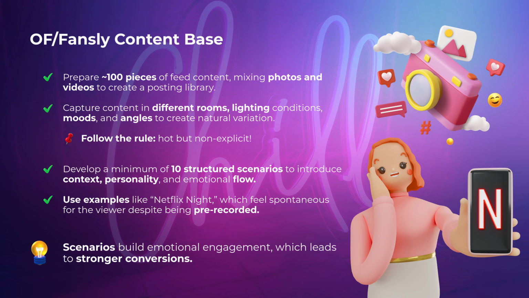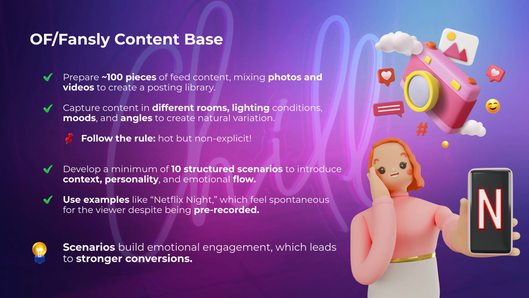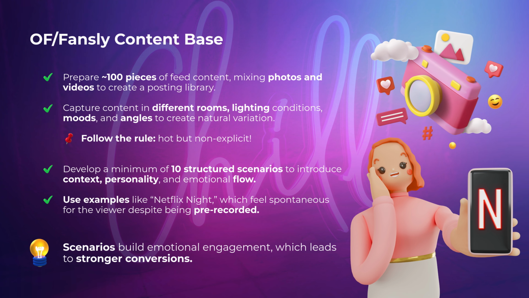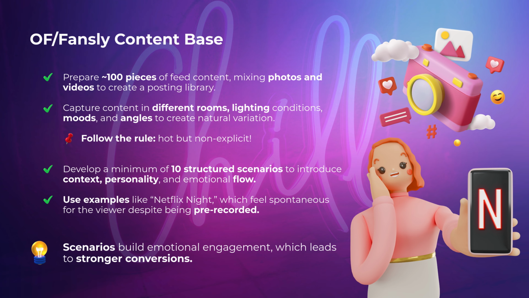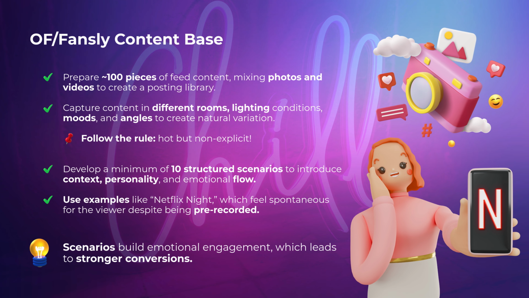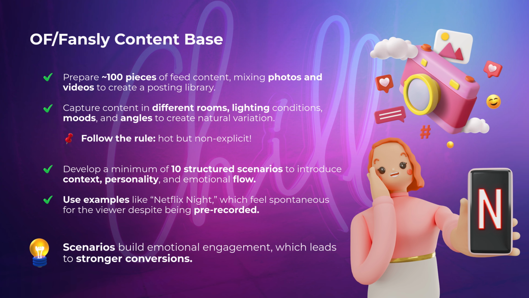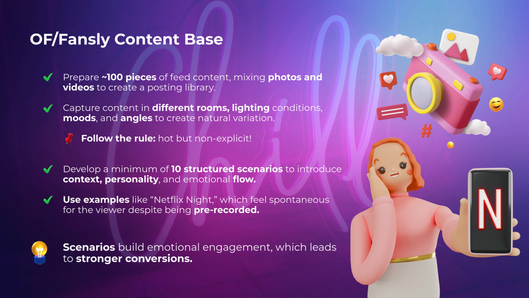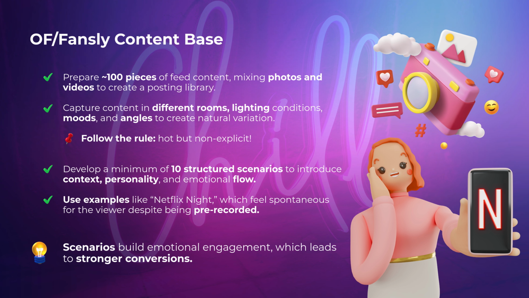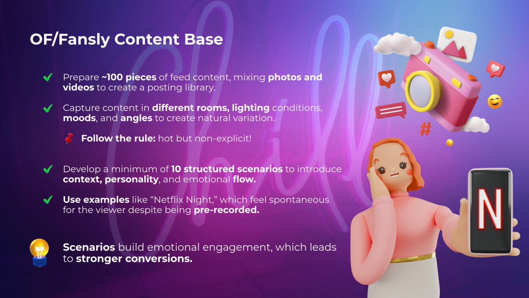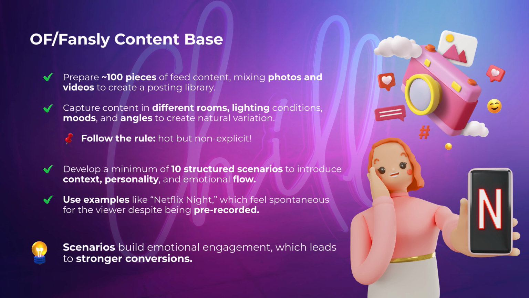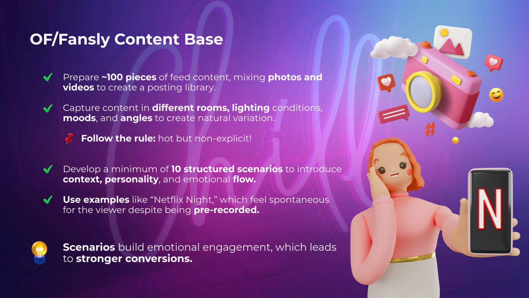Regarding photos and videos, make sure you only have hot content, not explicit sexual content. The photos must not show breasts, nipples, genitals, etc. Everything must be covered with emojis or simply be lingerie photos. This works very well. Make sure you have at least 10 different scenarios. Again, in my Telegram channel, you have an example script that you can use for structure. This can be extremely helpful and save a lot of time.